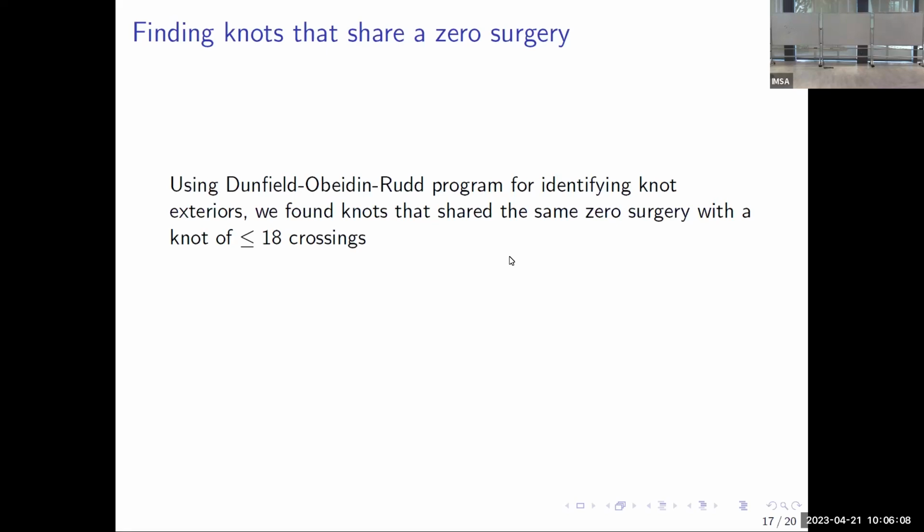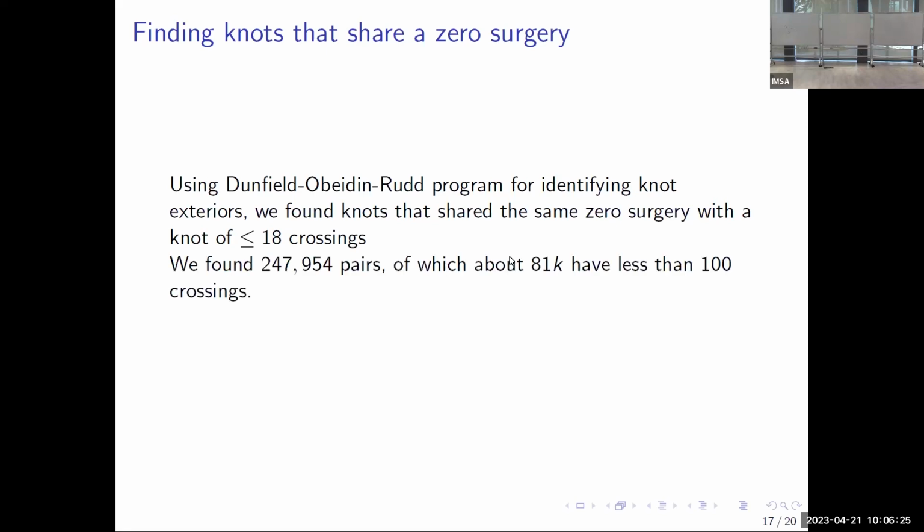So we looked at the 800,000 knots of up to 18 crossings, and used this to generate knots that share a zero surgery. Then we found 250,000 pairs, but most of the time the other knot was very large. We had 81,000 where the other knot had less than 100 crossings, and 26,000 of which the other knot had less than 60 crossings.